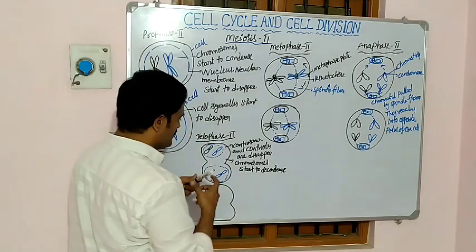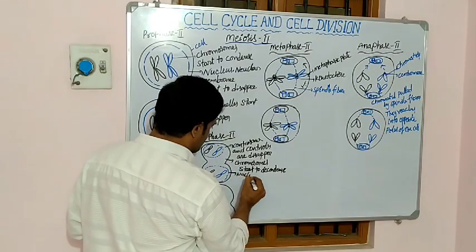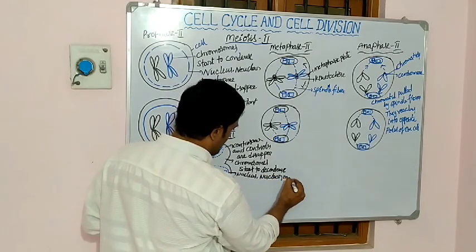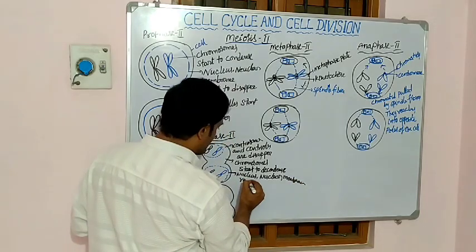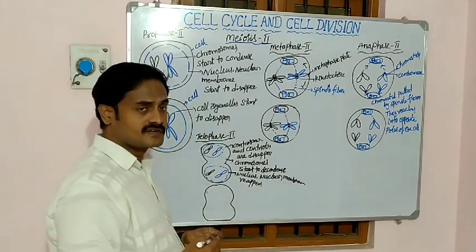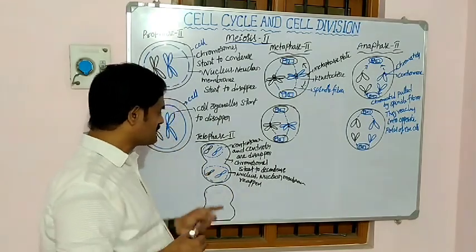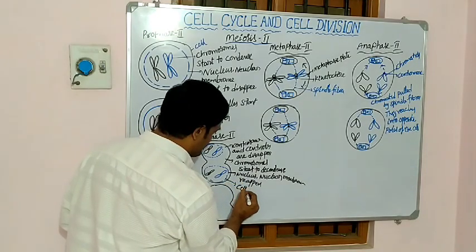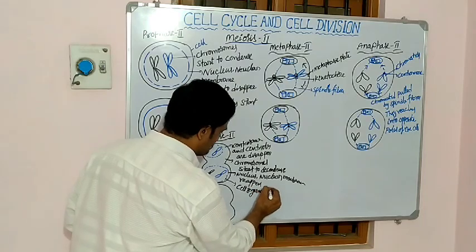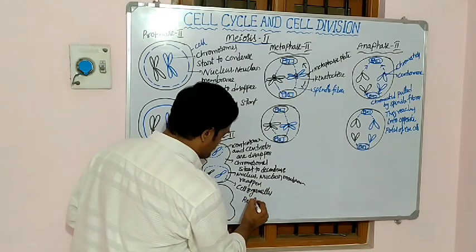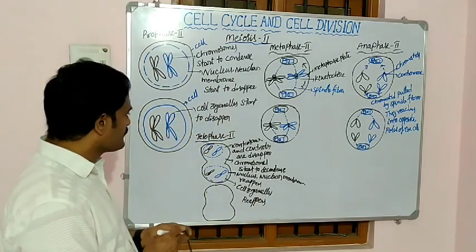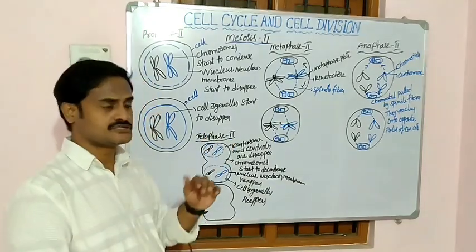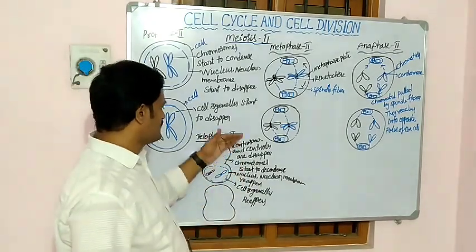What is the next change? Nucleus and nuclear membrane reappear, and cell organelles also reappear. So this is the last phase in meiosis 2. See, these are the changes that will happen.